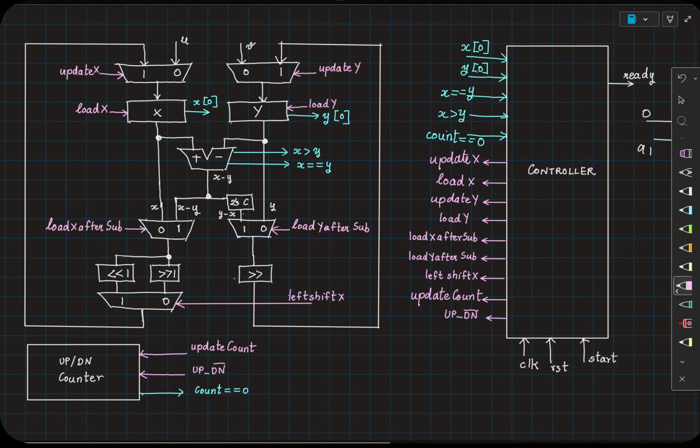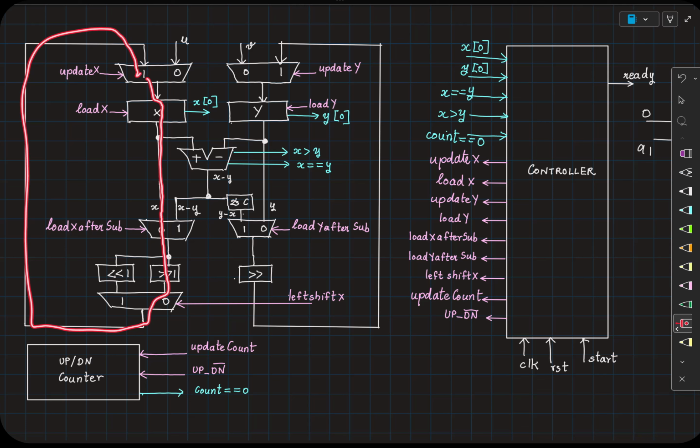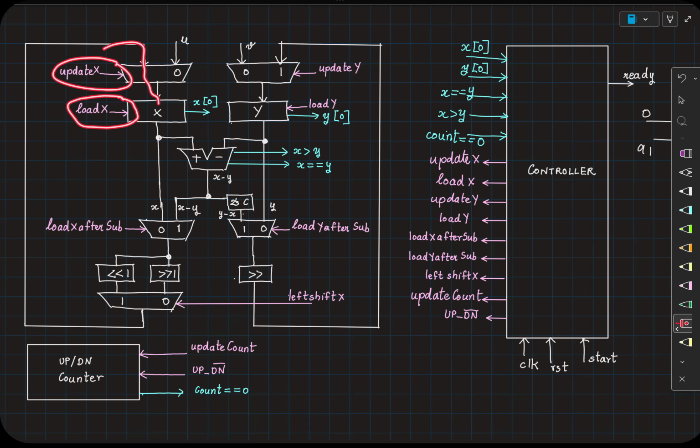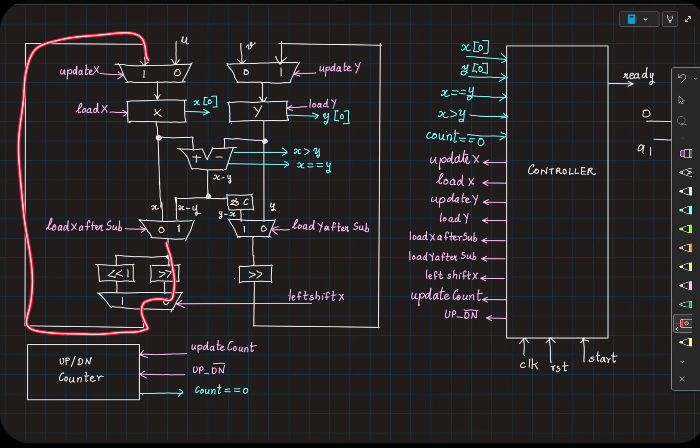Let me again highlight the path for X. You want to start from here. X has to be right shifted, and that value has to be loaded. So you want load X to be 1. Update X should be equal to 1. This path should be equal to 0, because this is the path you want to follow, and you want to choose the right shifted value. Therefore, left shift X should be 0, so that you come out like this. Okay.